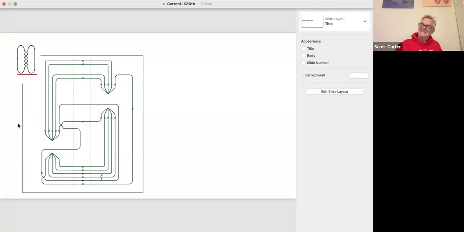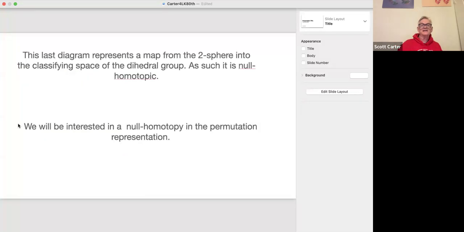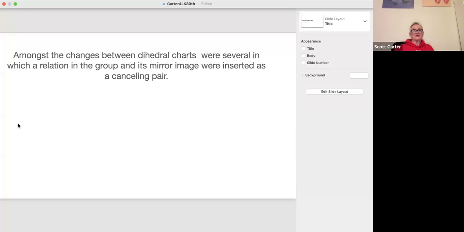And if you're a homotopy theorist, what you would say is, look, this last diagram represents a map from the two-sphere into the classifying space of the dihedral group. It's null homotopic because the classifying space is not supposed to have any two-dimensional homology or homotopy. But we're also interested in that null homotopy in the permutation representation. And so the changes between the dihedral charts that we used were, we introduced a relation and its mirror image as a canceling pair.